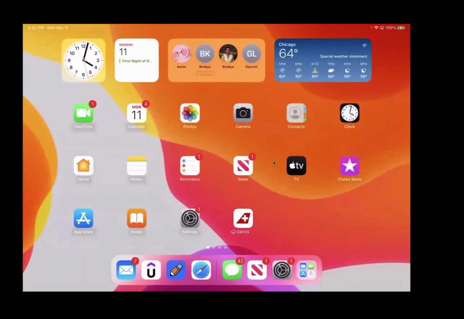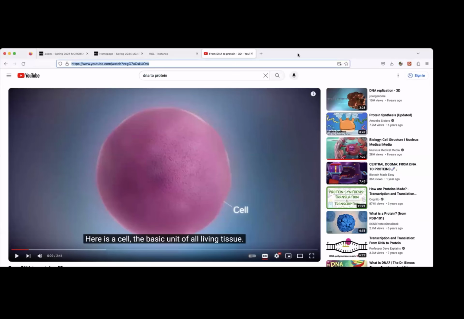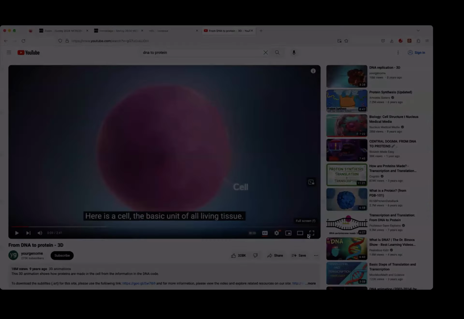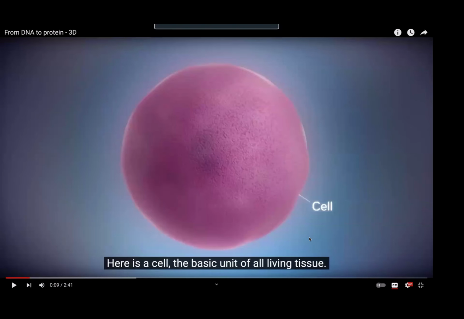I can quickly show you a video that can also show you something from DNA to protein. One second. Here is a cell, the basic unit of all living things. So you will understand here the DNA to protein. I hope there are a lot of other videos you guys can watch, and come back to understand.